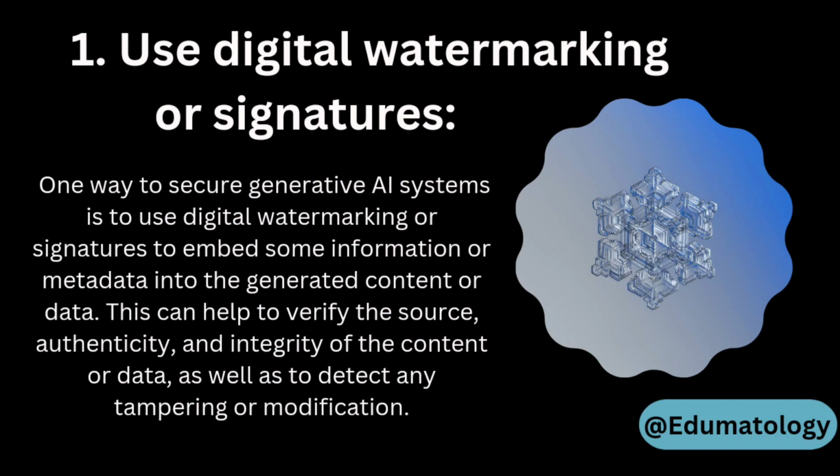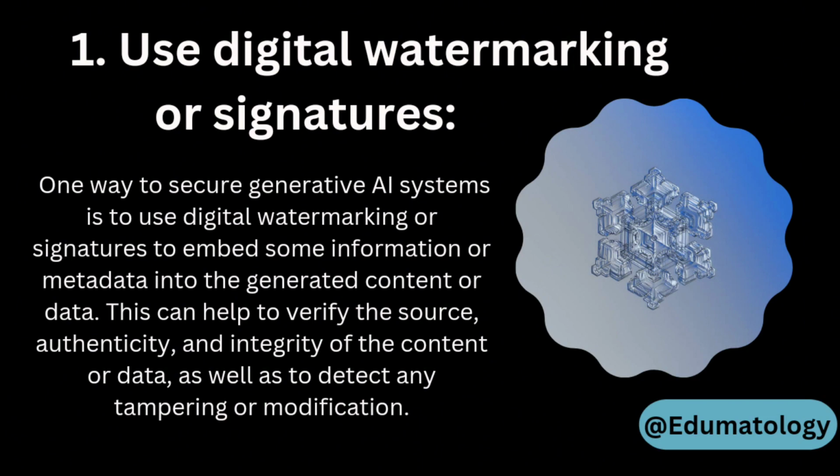One way to secure generative AI systems is to use digital watermarking or signatures to embed some information or metadata into the generated content or data. This can help to verify the source, authenticity, and integrity of the content or data, as well as to detect any tampering or modification.